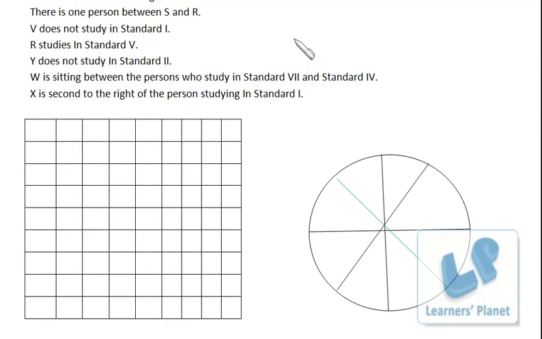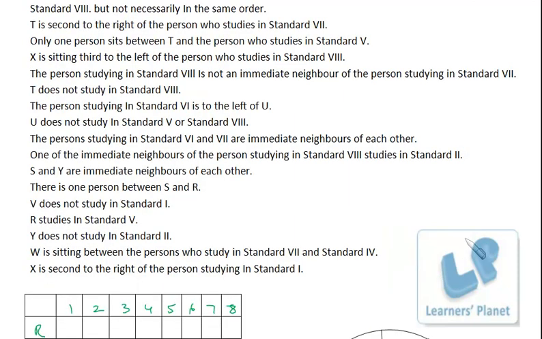So here, R, S, T, U, V, W, X, Y, and then 1, 2, 3, 4, 5, 6, 7, 8. So these are persons. Now let's read the information carefully.